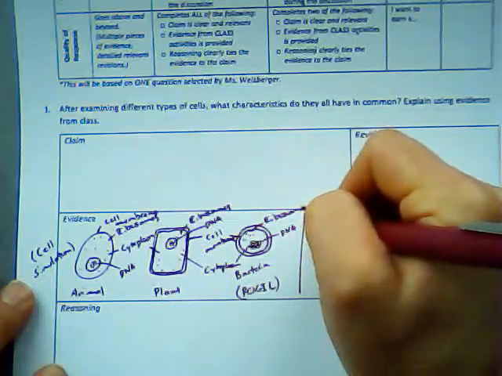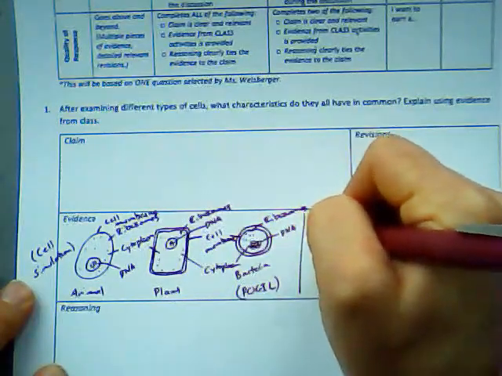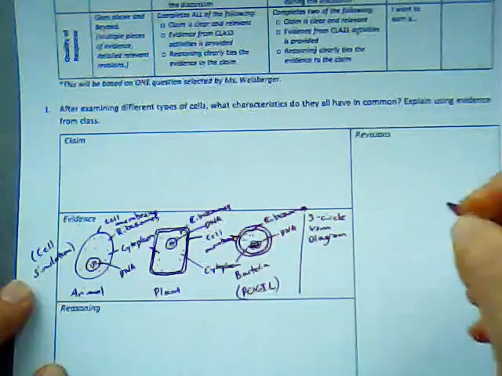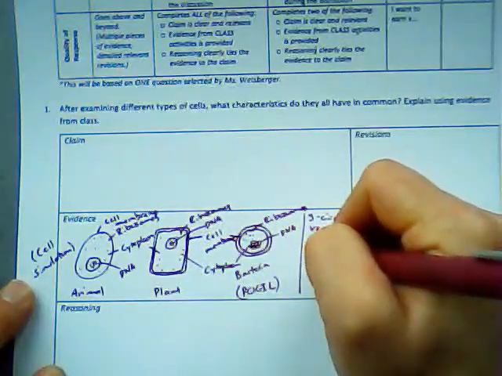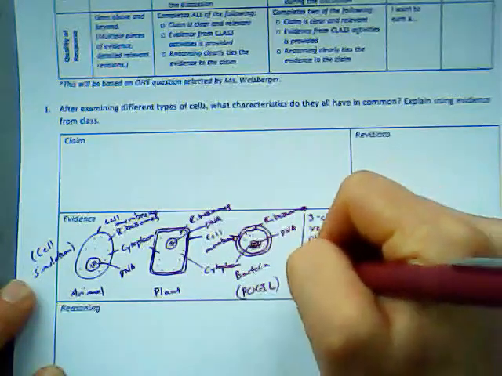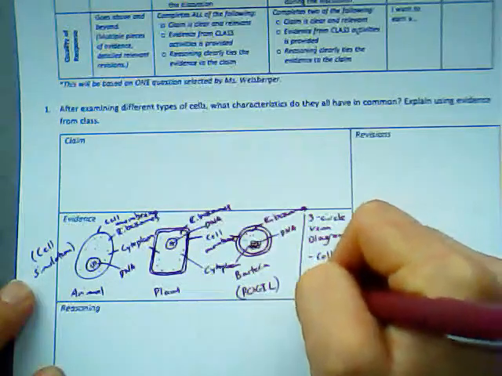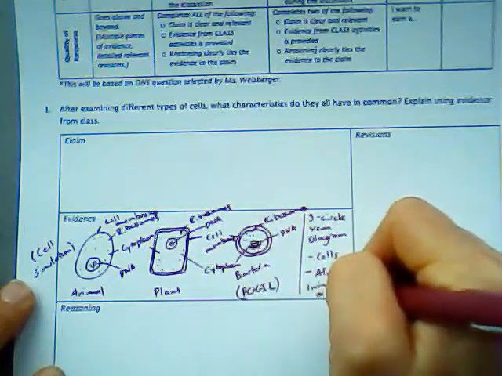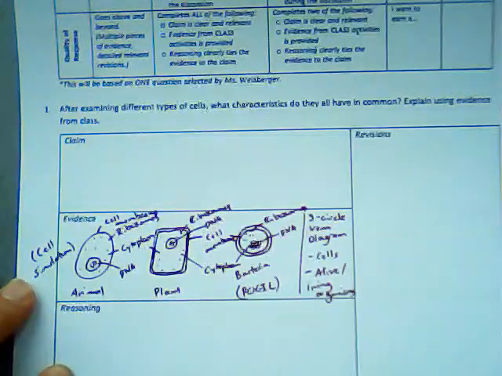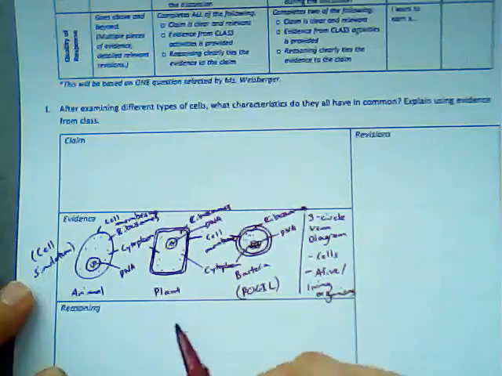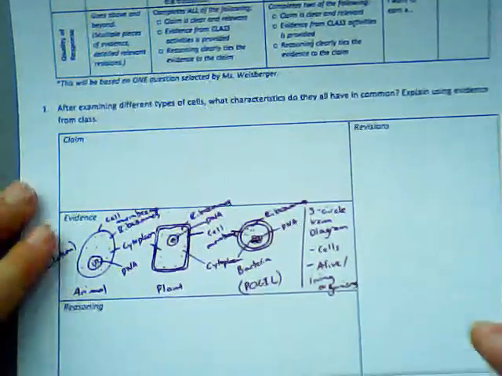And then if I wanted to add just a little bit more from my 3-circle Venn diagram that we did in block 1, or in section 1, we said that they were all types of cells, they were all alive or living things. Okay, so there we have our main pieces of evidence. So then we're going to give a simple answer.